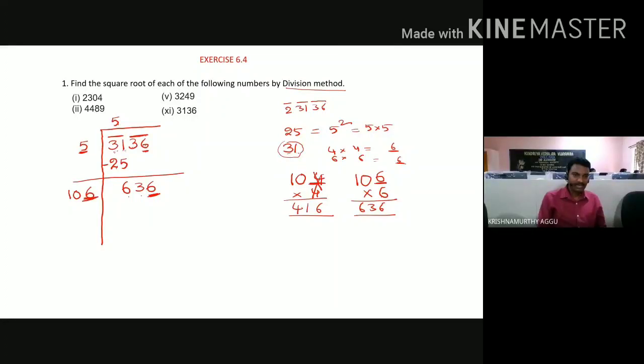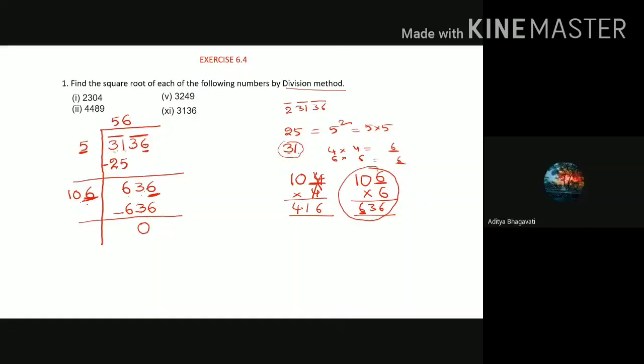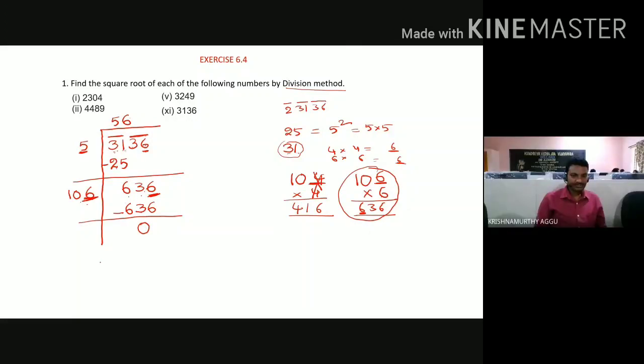Whatever digit you are keeping here, the same digit you write here. 106 into 6. What is the answer? 636. Next subtraction. 636 minus 636. Remainder is 0. Can we stop the process? Yes, sir. Therefore, square root of 3136 is equal to whatever quotient you got here. What is that? 56.